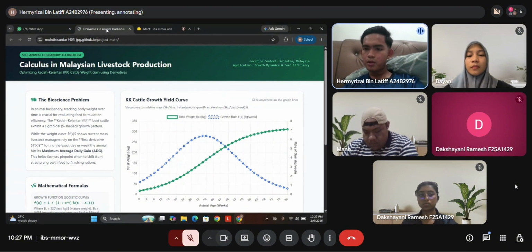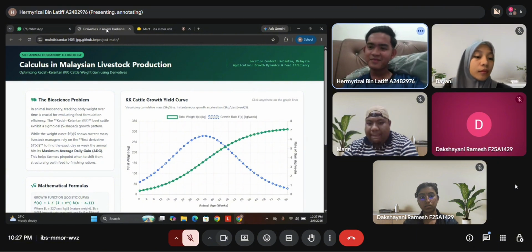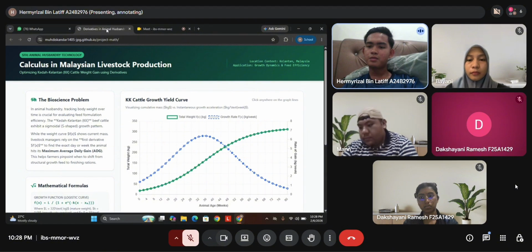Pinpointing the 35-week milestone allows farmers to achieve three critical goals. First, maximizing feed efficiency by feeding the right nutrients at exactly the right time. Second, reducing costs. By blending traditional animal husbandry with mathematical modeling, Malaysian agriculture can step confidently into the future.